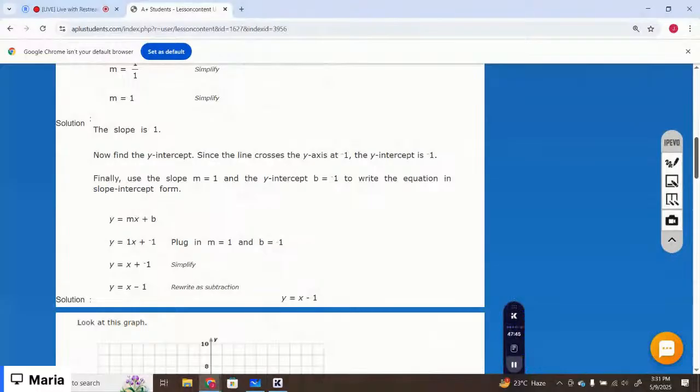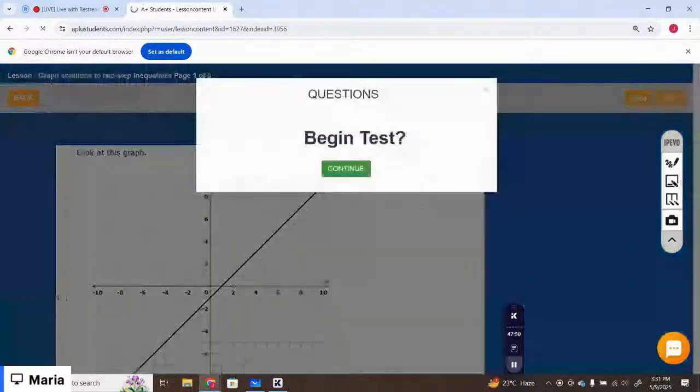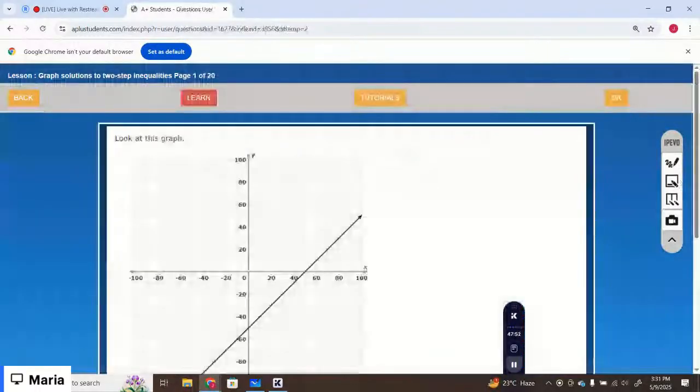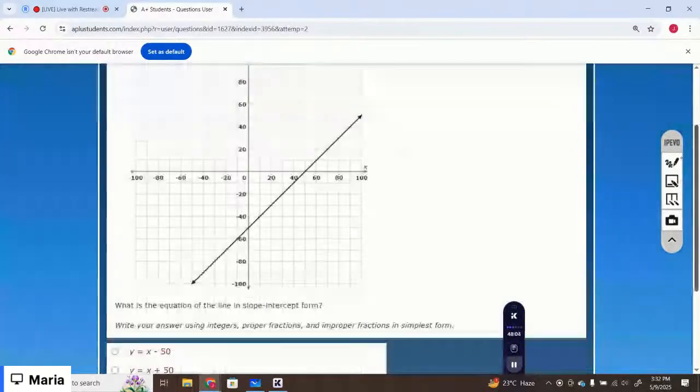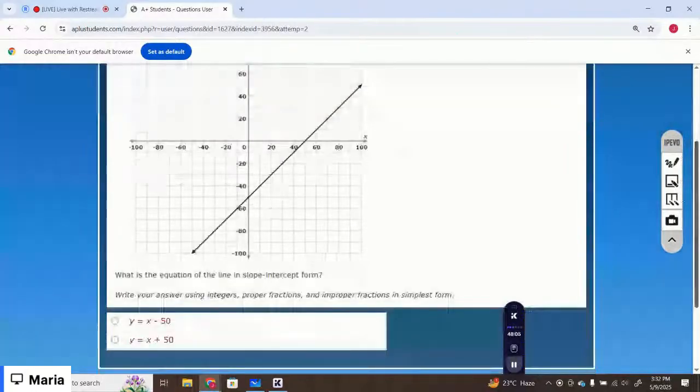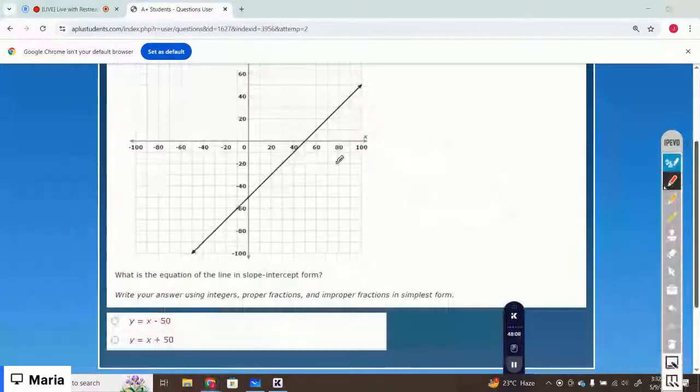Let's just start with the test questions. Okay, so look at the graph. Let's just find the value of slope first. Then we can find the equation. Okay, so just select any point. The slope is 1, right?